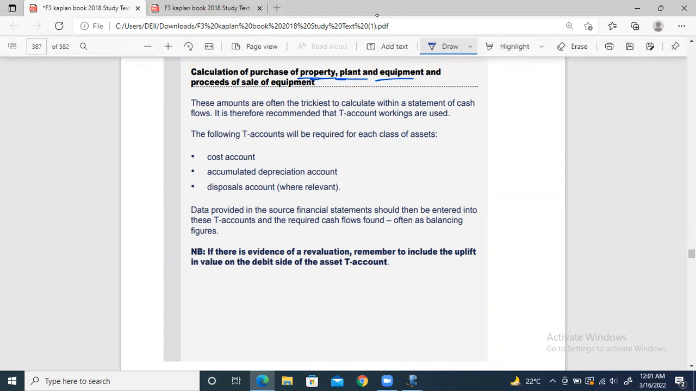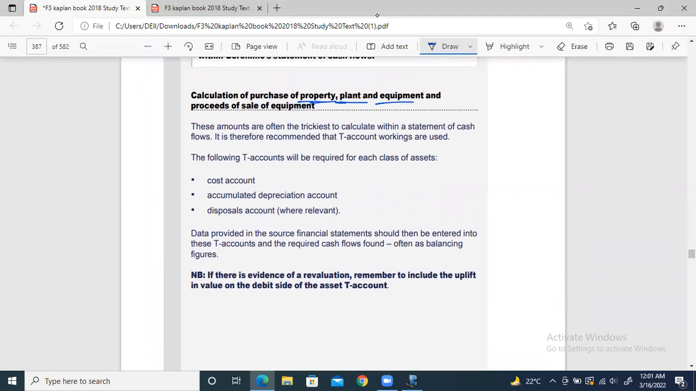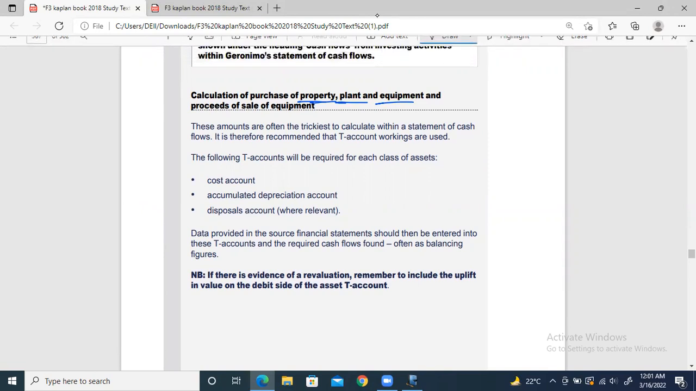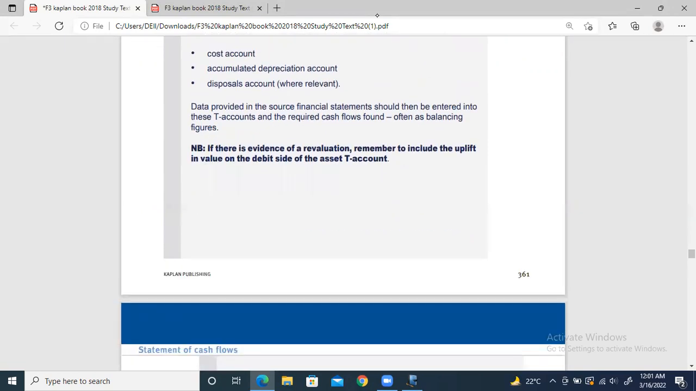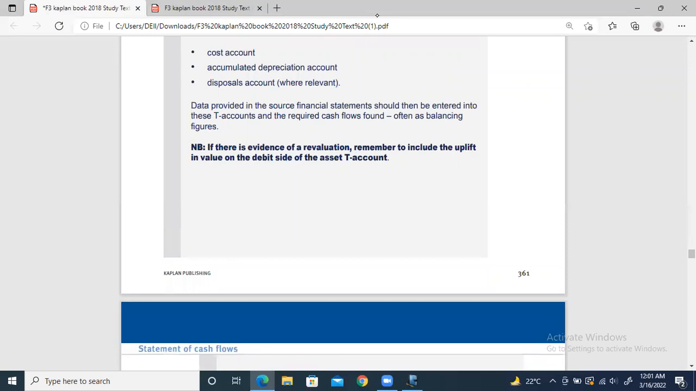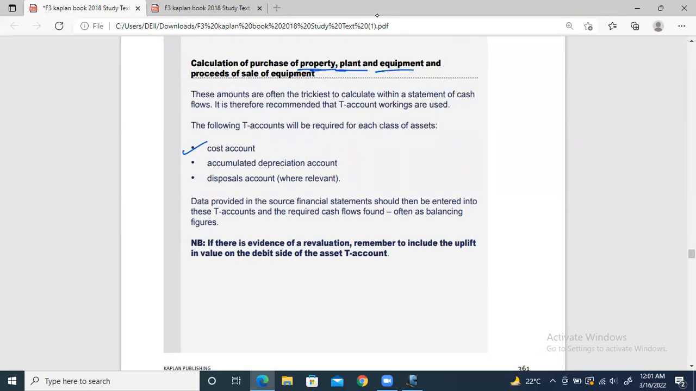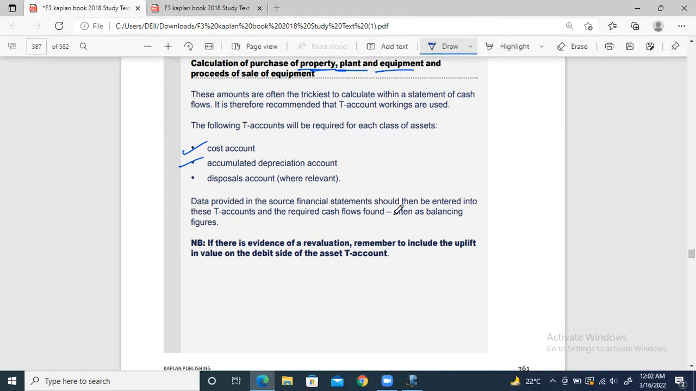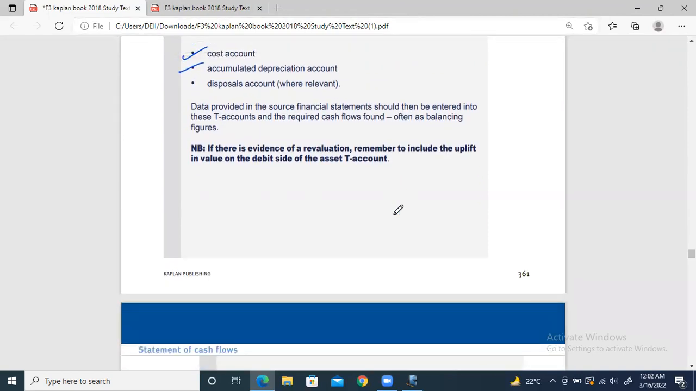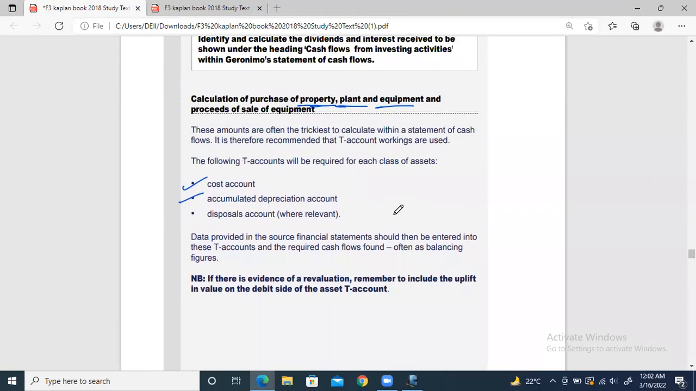So in some cases, for calculating what property, plant, equipment we actually bought, the examiner can confuse you a little bit. It can give you amounts like the cost for the year, the closing cost, the opening cost, the accumulated depreciation, the closing carrying value, the opening carrying value. Regarding these, we can very easily calculate this if we know the T accounts format that we have studied from the start.